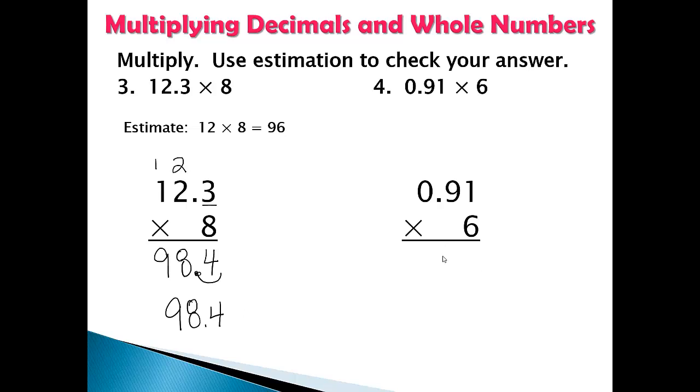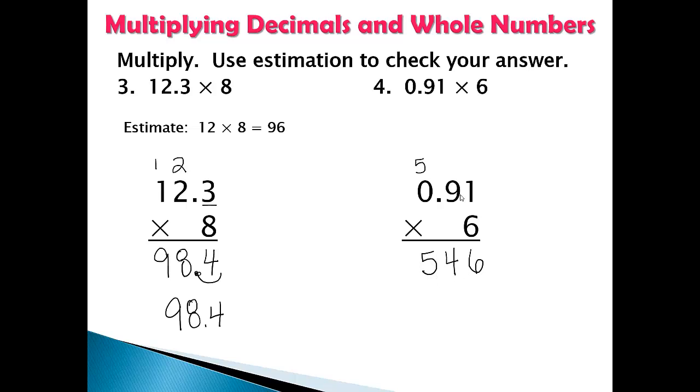Now for number 4, we have 0 91/100 times 6. So let's go ahead and multiply this out. 6 times 1 is 6. 6 times 9 is 54. And 6 times 0 is 0. Plus 5 is 5.